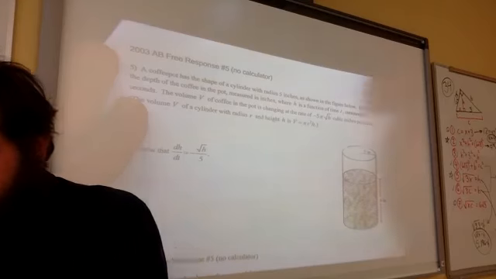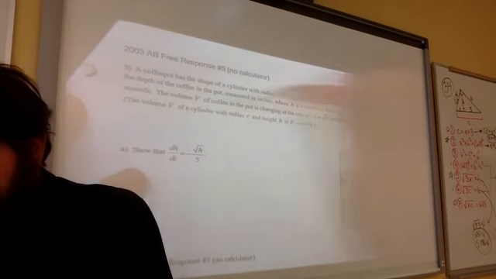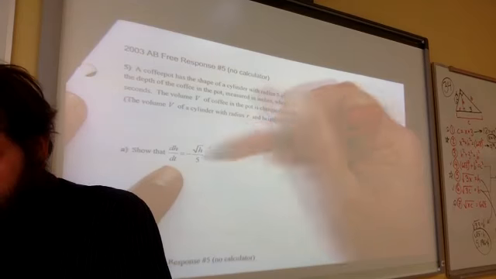Number 5, a coffee pot has the shape of a cylinder. Show that dH/dt equals negative root H over 5.